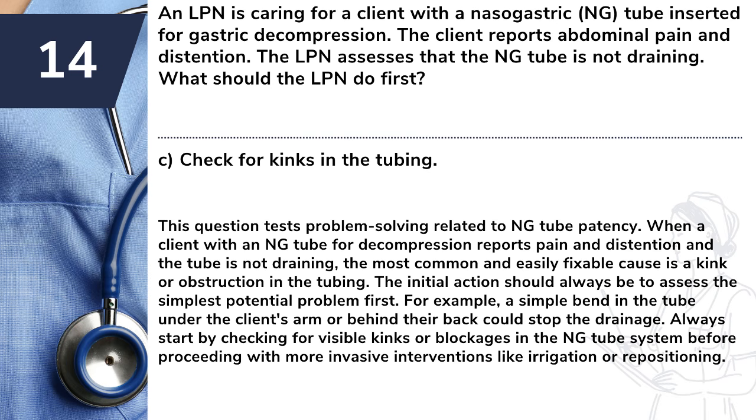For example, a simple bend in the tube under the client's arm or behind their back could stop the drainage. Always start by checking for visible kinks or blockages in the NG tube system before proceeding with more invasive interventions like irrigation or repositioning.